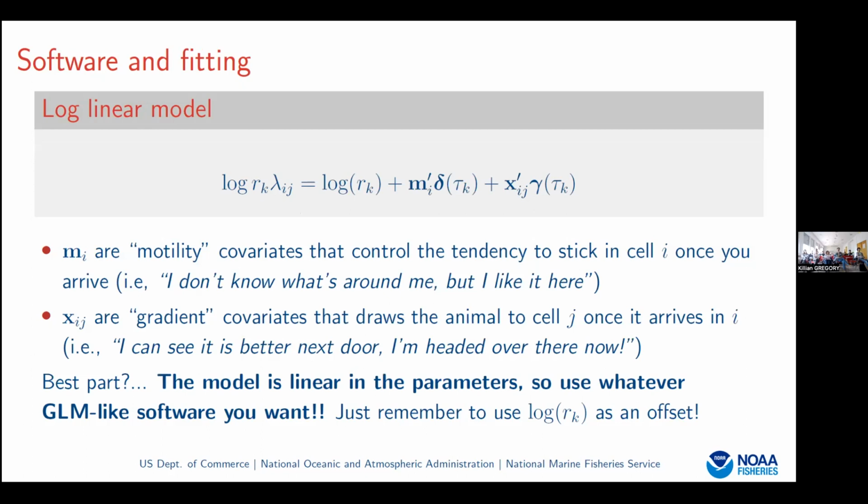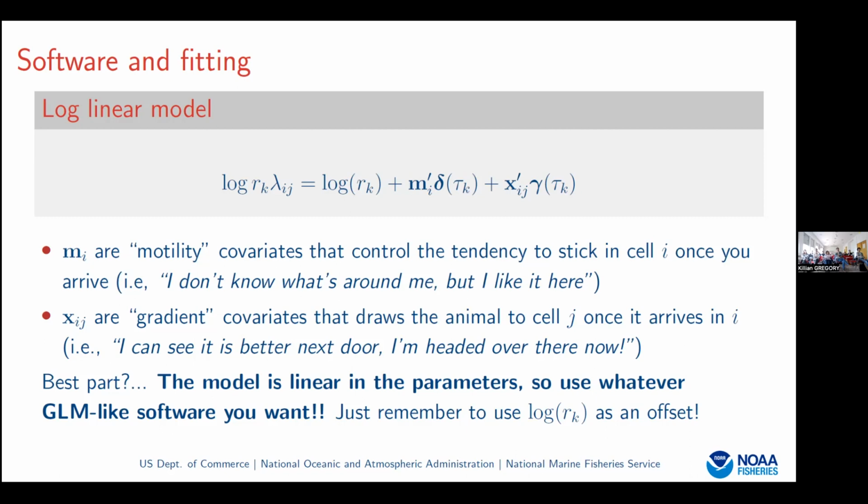The M covariates here are what it's like where I'm currently at. If that's good, I'd like to stay. But the Xij is the relationship between this cell and that cell over there. So if I like that, I may want to move there. So you can model two types of influence: the rate at which I like it over there, and the rate at which I like it where I'm at.